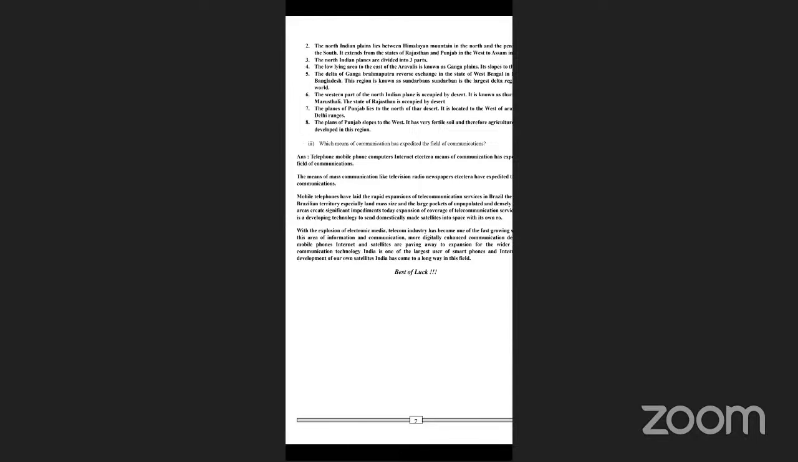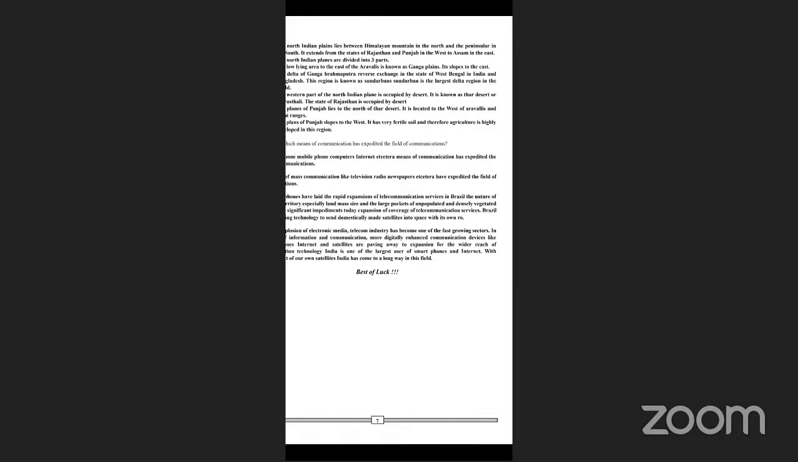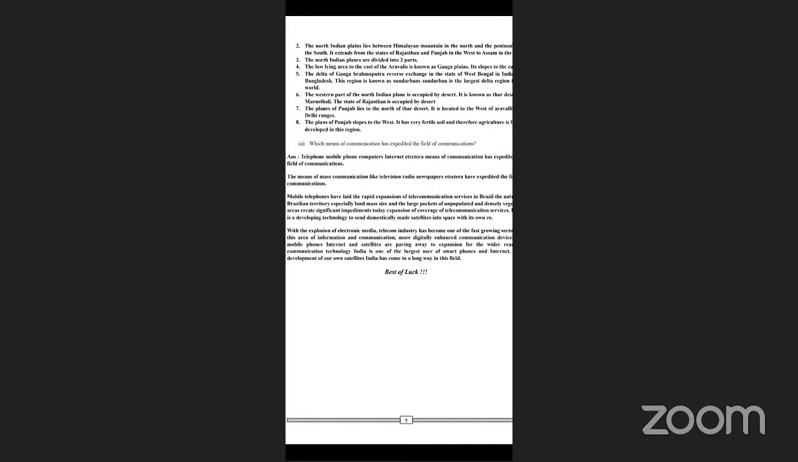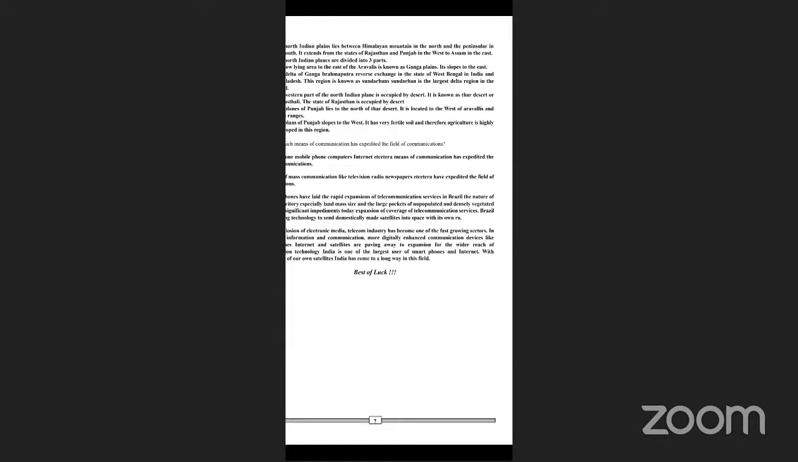Besides that, the western part of the North Indian plains is occupied by the desert, and this desert region is also known as the Thar desert or Marusthali. This region mainly lies within the northwestern part of the state of Rajasthan. The state of Rajasthan is occupied by the desert region. Besides that, the plains of Punjab lie to the north of the Thar desert, and it is located to the west of the Aravallis and the Delhi ranges.